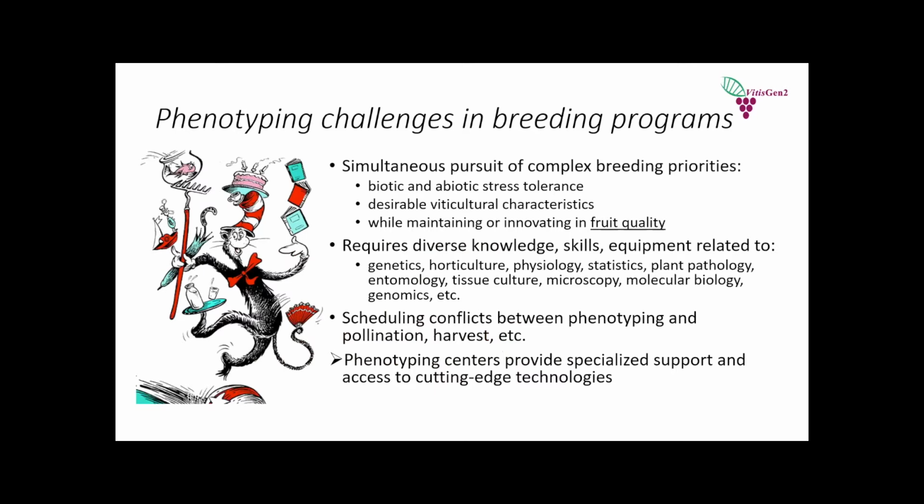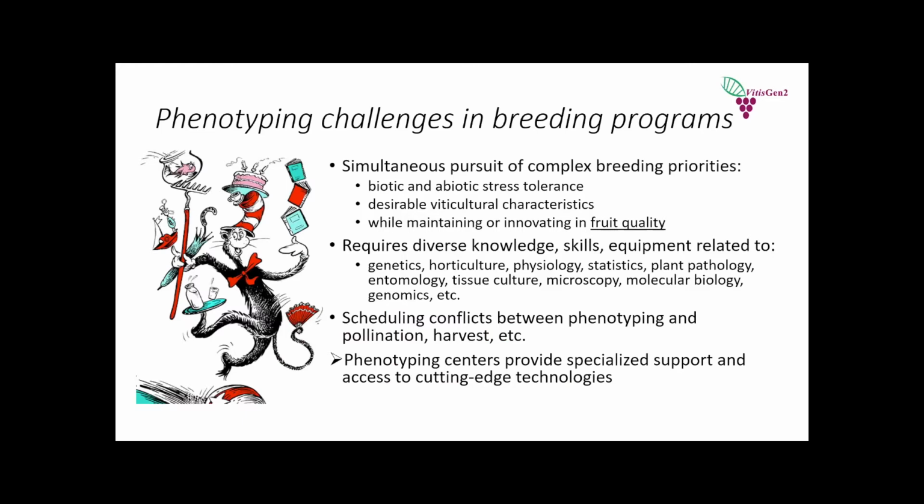So I want to first start out by giving a big picture introduction to what are some of the challenges, regardless of the trait that you're looking at. What are some of the challenges in phenotyping traits within the context of a breeding program? And I think the first thing to do is to recognize that breeders wear a lot of different hats and they have to juggle a lot of different tasks, much like the cat in the hat. So they're simultaneously pursuing very complex breeding priorities. These may include disease resistance, stress tolerance to things like cold, midwinter cold, frost damage, cold, drought tolerance, etc.